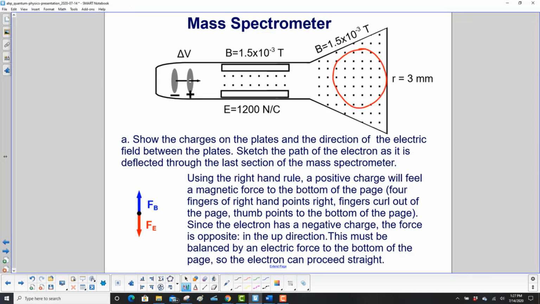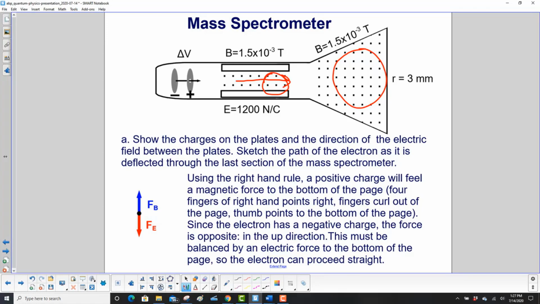That's this area here. So we have our electron going like this, and we're going to use the right-hand rule. A positive charge will feel a magnetic force to the bottom of the page. You point the four fingers of your right hand to the right, the direction the charge is moving. Curl your fingers towards your palm, or just face your palm outwards, because that's where the magnetic field is. That's facing the magnetic field. Your thumb will point to the bottom of the page, but that's for a positive charge.